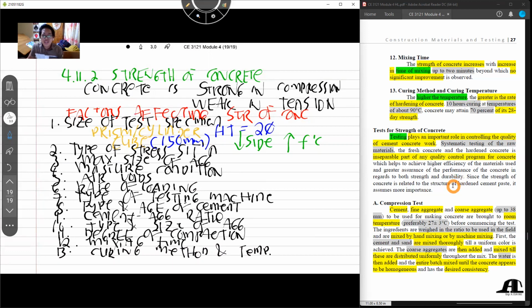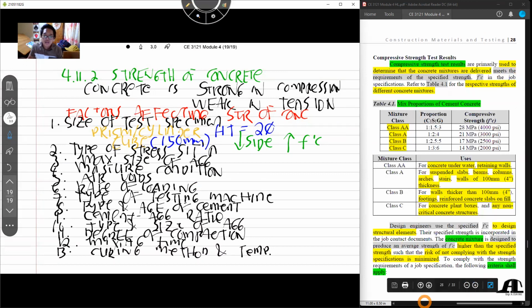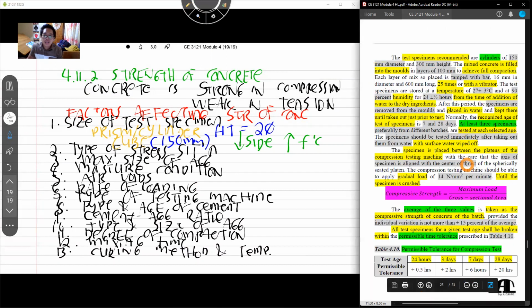Okay? So let's move straight on, class. After the factors, we're to discuss the tests for concrete. Technically, class, these are tests in terms of compression, its compressive strength. Okay? The flexural.